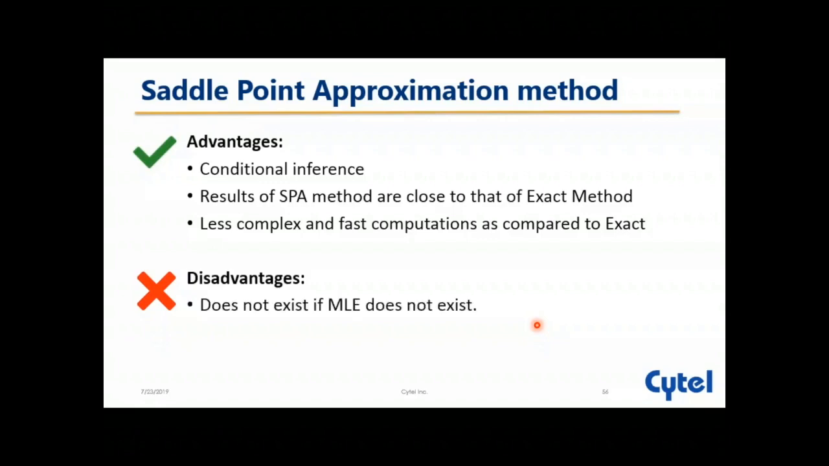The major disadvantage is, after all, it is maximum likelihood. We are just taking the profile likelihood and modifying it, but the disadvantages of MLE still remain there. Like for near separation data, MLE cannot be computed. Similarly, SPA cannot be computed. So such disadvantages remain. Also, the tail area approximation may not be good as we are adding higher order derivatives. The tail area approximation may not be good for SPA.